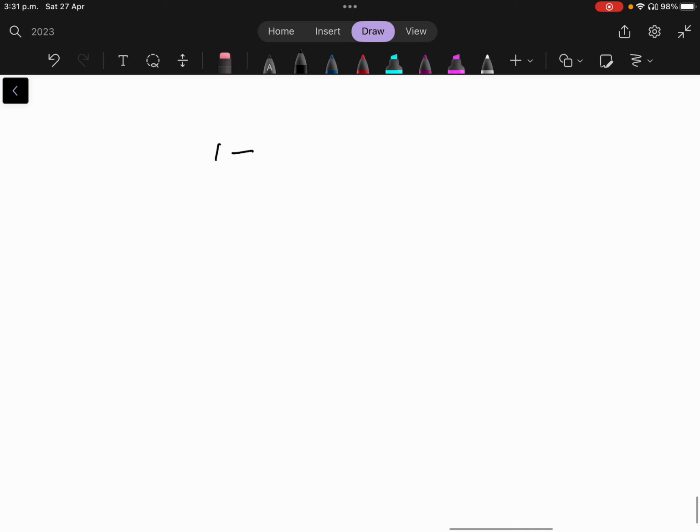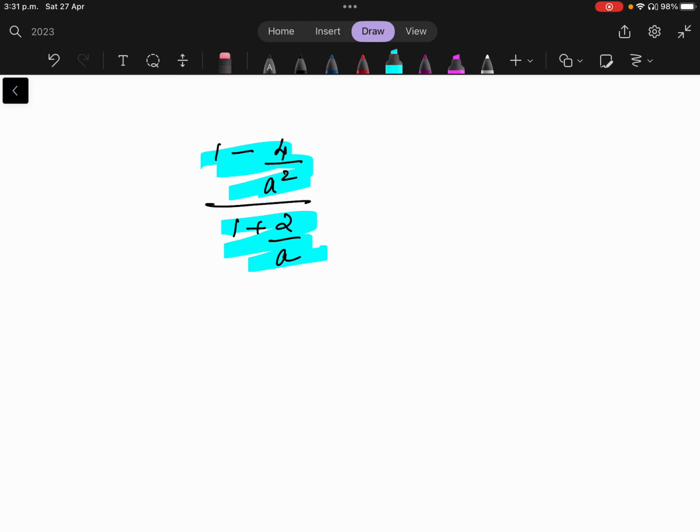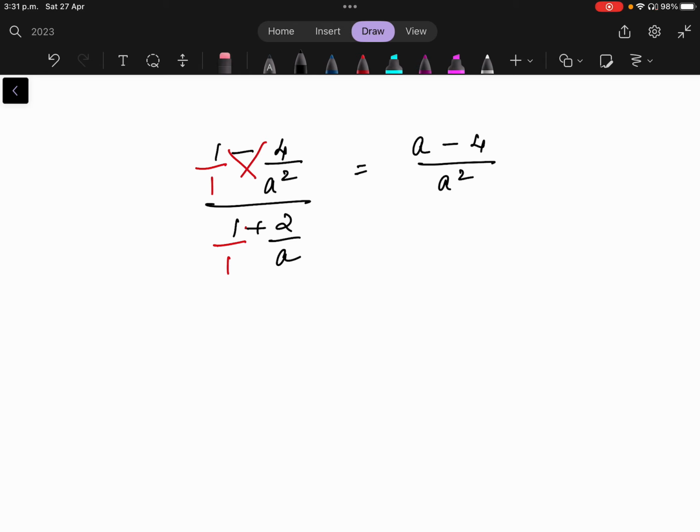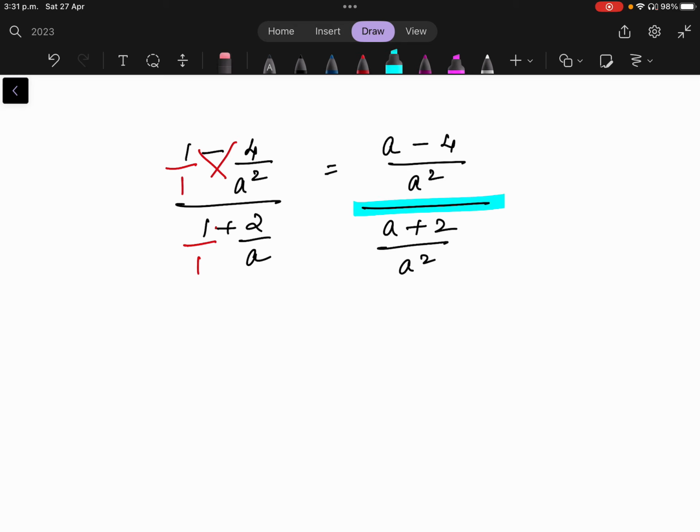And whenever you have something like 1 minus 4 over a squared divided by 1 plus 2 over a, remember you do the numerator first, the denominator first, and then simplify it. So for the numerator, I can think of this as 1 over 1 and then do a cross multiply here. Same with this, do a cross multiply here. So that will become a squared minus 4 divided by a squared, divided by a plus 2 over a. Now the next step is to think of this as a division sign, and if I want to rewrite this, I can write this as a squared minus 4 over a squared, divided by a plus 2 over a.